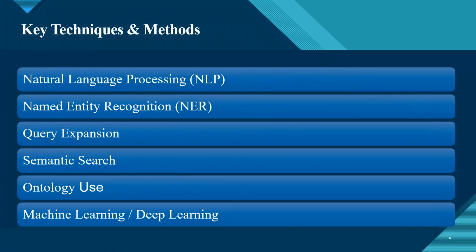Here are the key techniques and methods. Information retrieval in healthcare leverages various advanced techniques such as NLP, which converts unstructured medical data into structured data, which helps to extract key terms like diseases, medications, and symptoms. And next, named entity recognition, which automatically identifies and categorizes medical terms in clinical text.